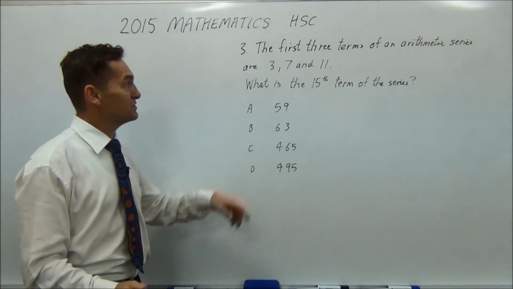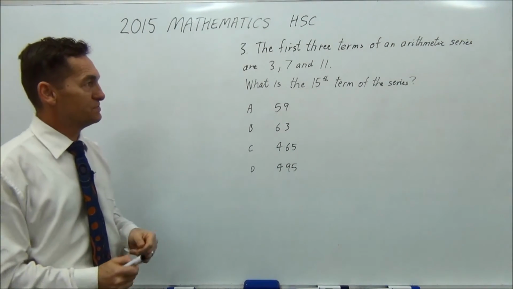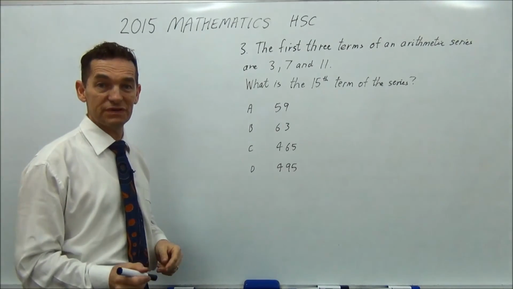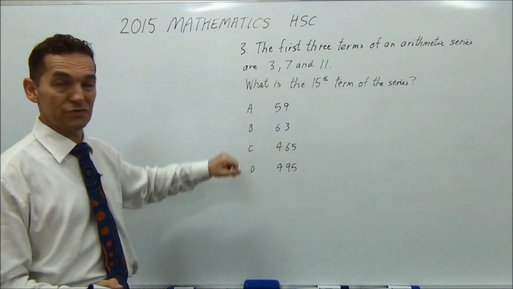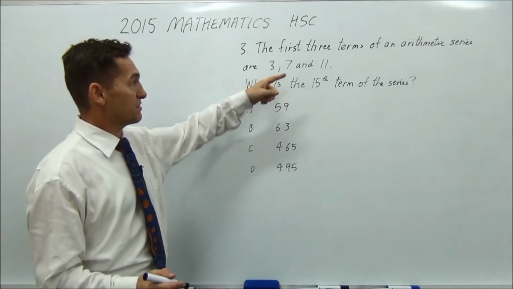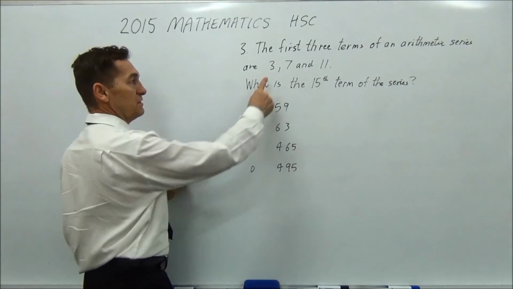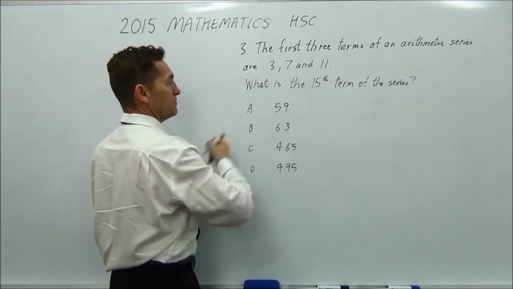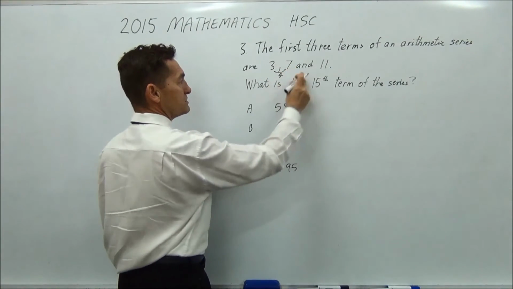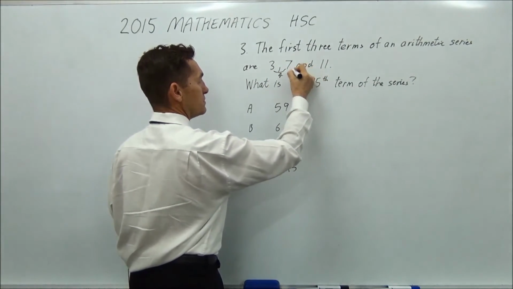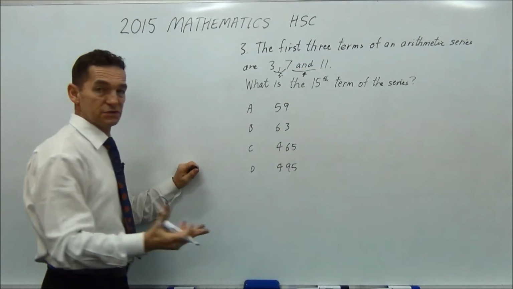G'day again. Question 3. The first 3 terms of an arithmetic series are 3, 7 and 11. What is the 15th term of the series? So arithmetic series, you know there's a common difference. So what's the difference between that and that? Well, 4. What's the difference between that and that? 4. You add 4 to each, so that's your common difference.